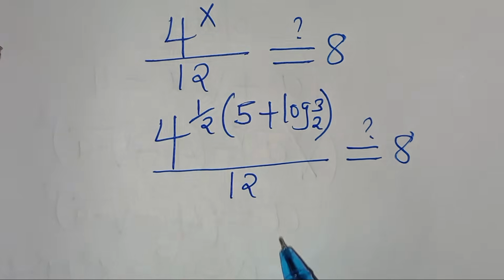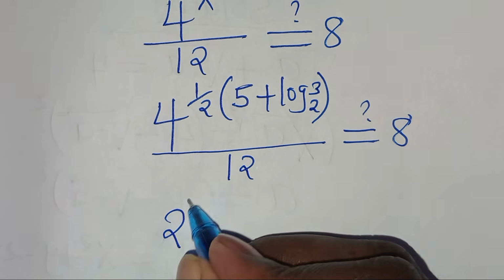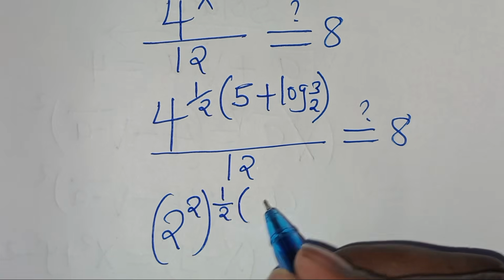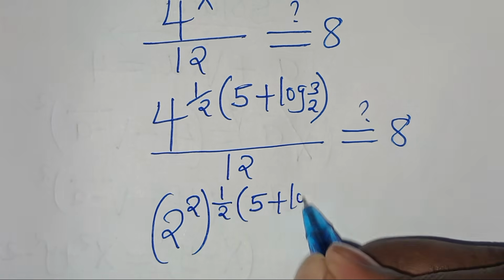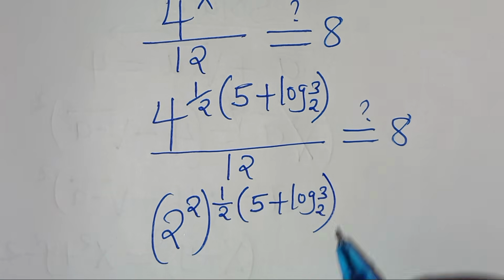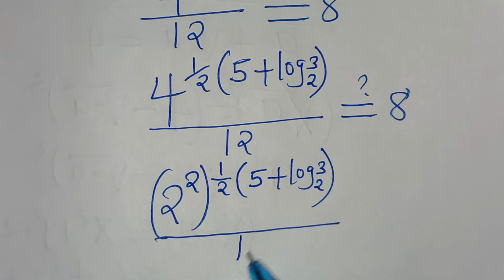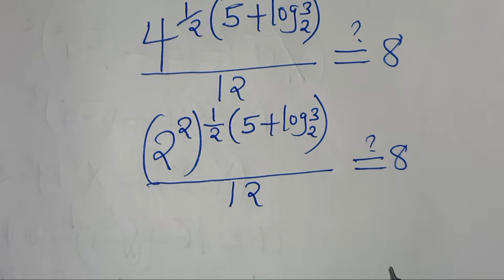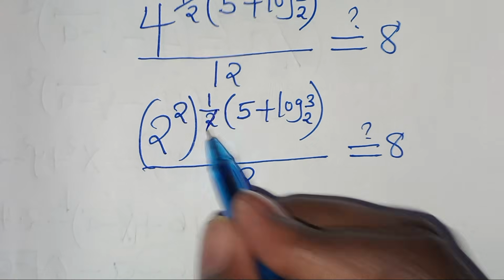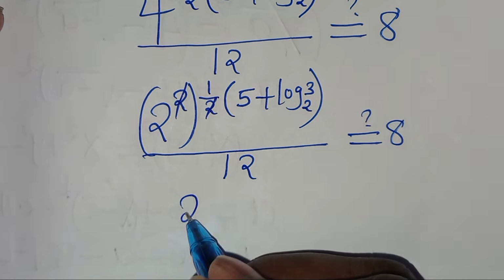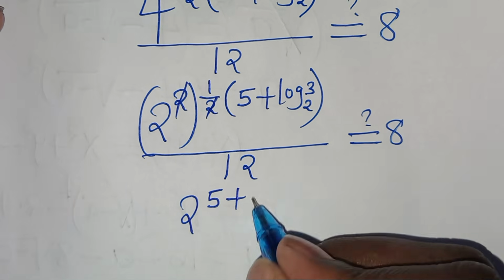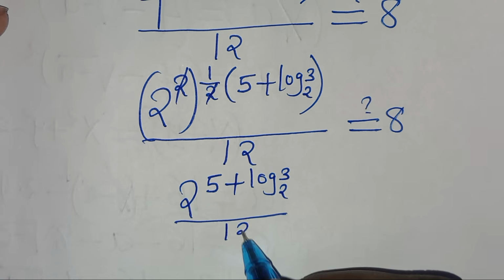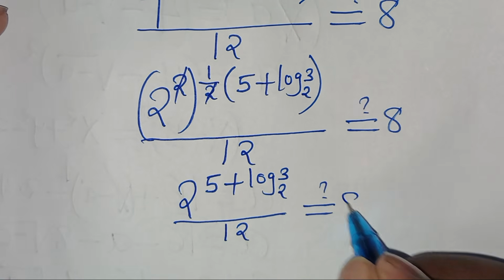We can express 4 as 2 to the power of 2. So we have 2 to the power of 2 raised to the power of a half into the parentheses 5 plus log 3 to base 2, divided by 12. This should give us a value of 8. Now, let's simplify 2 and 2 here so that we have 2 to the power of 5 plus log 3 to base 2 divided by 12. This should give us a value of 8.